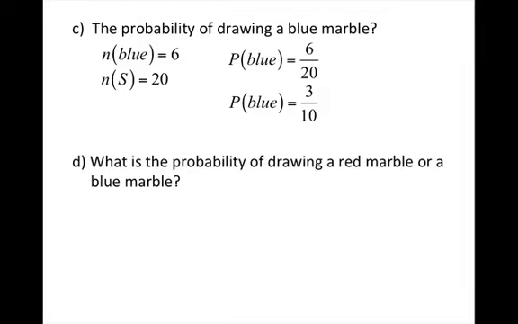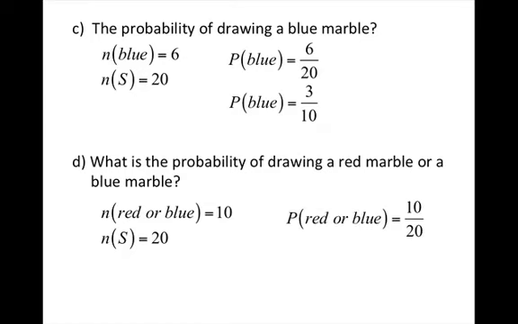Then next, what's the probability of drawing a red marble or a blue marble? There were 4 red marbles and 6 blue marbles, so the number of ways to draw a red or a blue is 10. I've got 10 total marbles that I could choose to fit this probability. There are 20 marbles total, so the probability of drawing a red or a blue is 10 out of 20, and that reduces to 1/2.